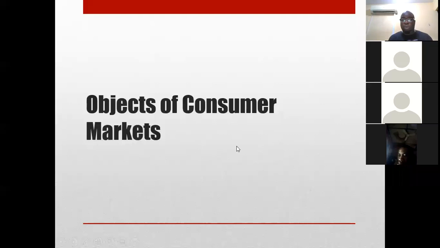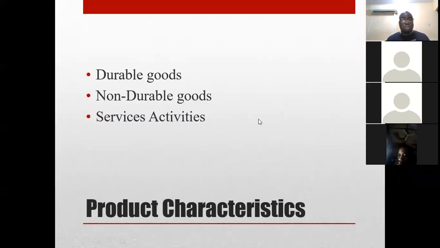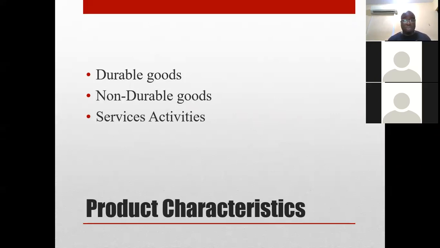All right, so we are going to look at the objects of consumer markets next. The first object we're looking at is product characteristics. Product characteristics can be used to segment the consumer market. So the factors are durable goods, goods that can last for a long time. Non-durable goods are goods that are short-term; you use them up almost immediately after they are purchased. And then services.